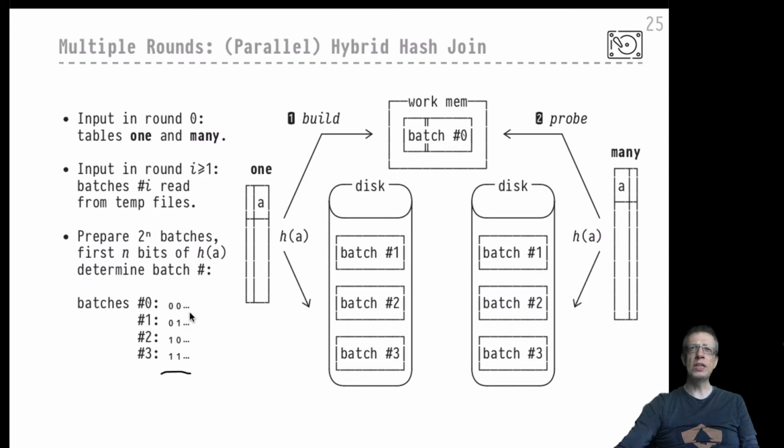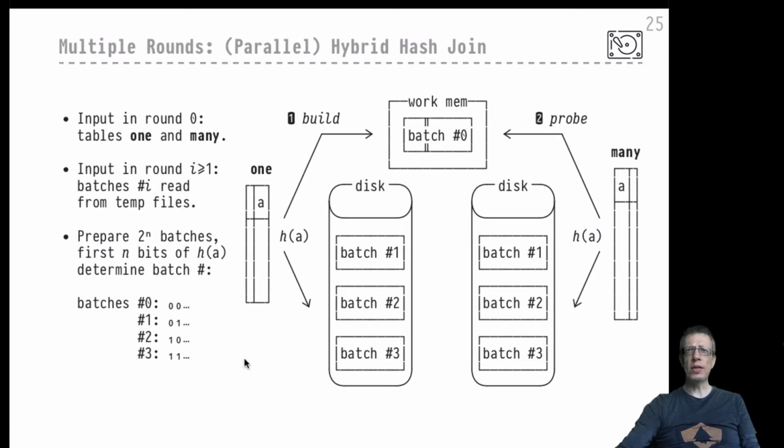If the first 2 bits are 0, 0, this would be an indication for batch 0, and that particular row would be placed inside batch 0 in working memory. Other combinations of bits would lead to batch 1, 2, or 3 placement, and that particular row would be routed onto the batch partition, the hash table partition that has been placed on disk. So looking at the first n bits of our hash function result would result in the creation of 2 to the power of n batches.